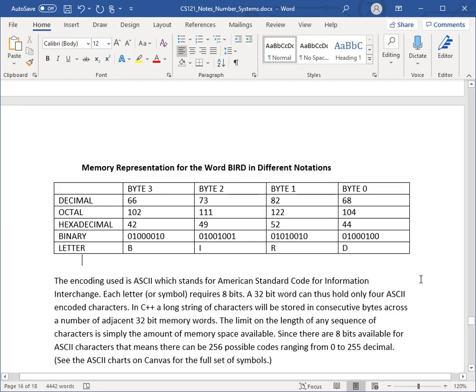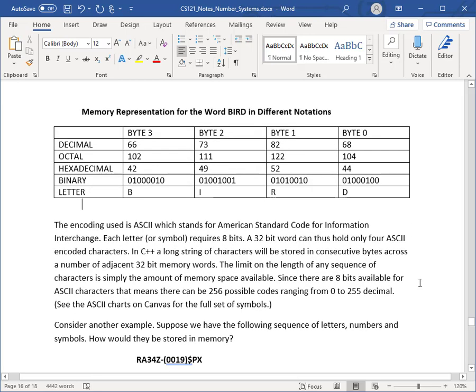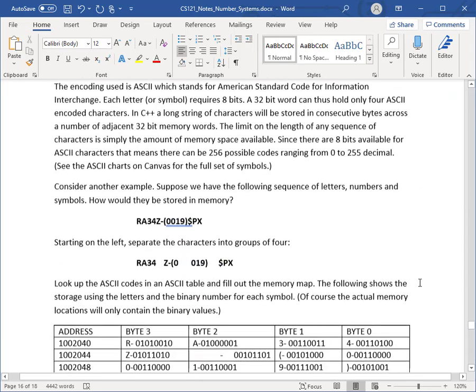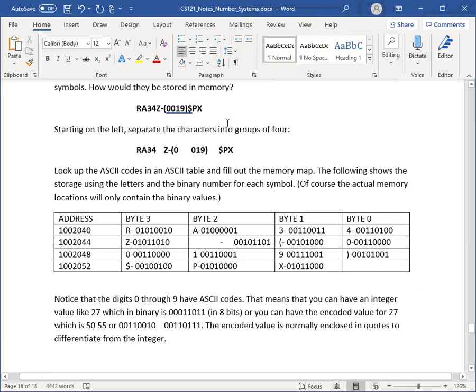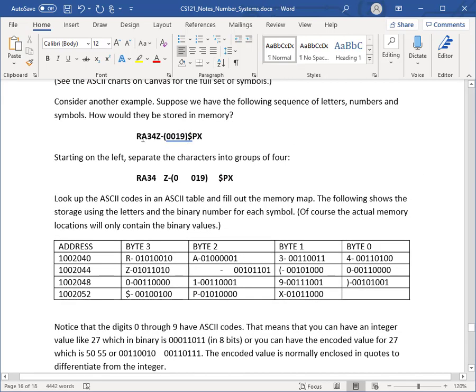So if you want to store information that is not a number, this is one way you can do it. This example here shows you some other information that's stored. In this case, I've got RA34Z minus and then a left paren and a dollar sign, some stuff in here. All these things have ASCII codes. So we just stored them into memory, and we can only store 4 of them in one 32-bit word. That's because it takes 8 bits to represent any symbol in ASCII.